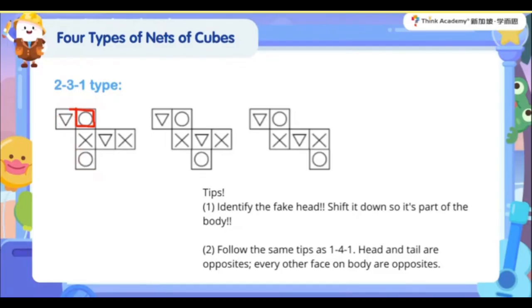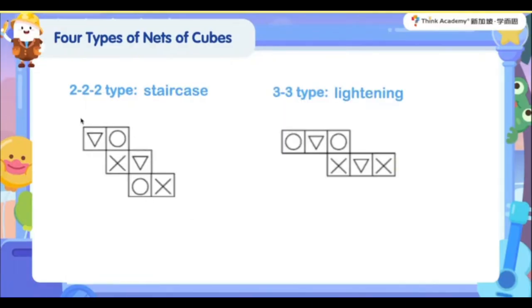So after today's class, I will also send you a paper about the different types, and then you can print it out, cut it, and fold it by yourself. You can try all the different kinds. So the second one is called the 2-3-1 type, and the next one is called the 2-2-2 type. It looks like a staircase. And after we fold it, it can also become a cube. And then this one is the 3-3 type. So these are all the 4 types. If you can remember, you can also type in your chat box.